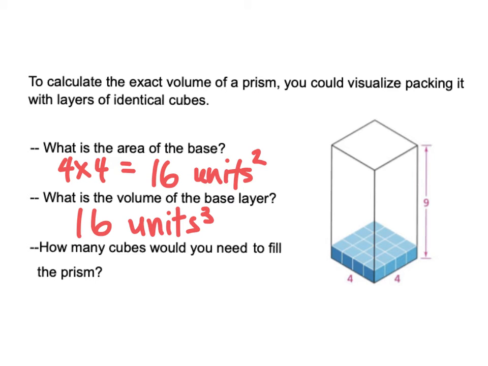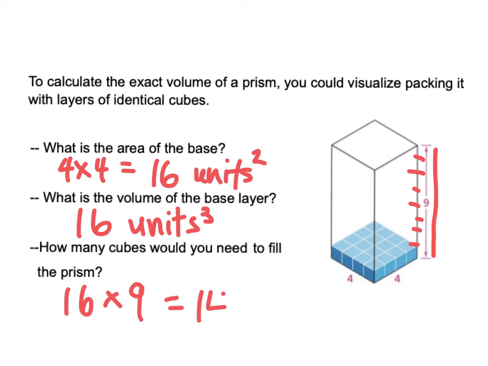And the next question, how many cubes would you need to fill the prism? So that's why it's really important to think of volume as more along the lines of layering cubes than just length times width times height. So we can fit 16 along the bottom, but you can see that we would have 9 layers going up, and essentially 9 groups of 16. So 9 groups of 16 would give us 144 cubic units. And that would be the volume of this rectangular prism.